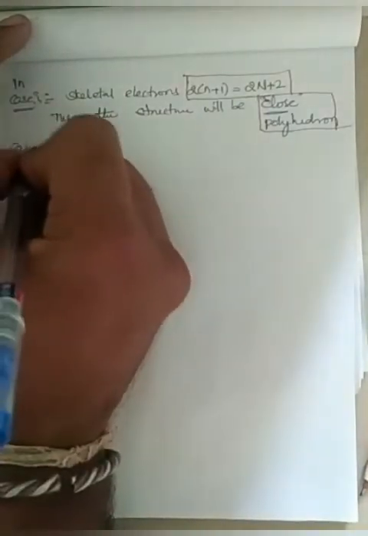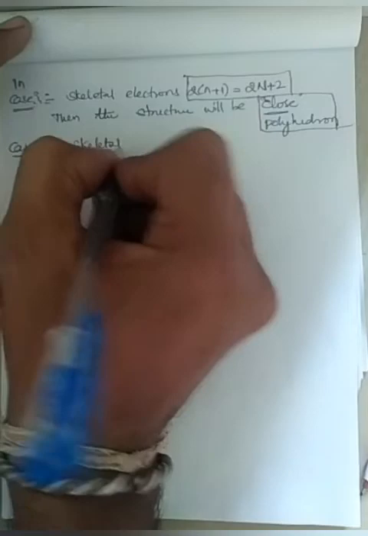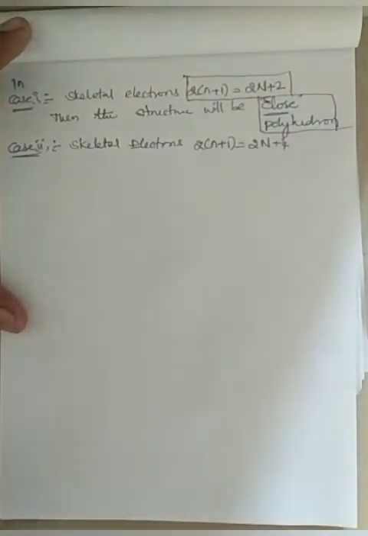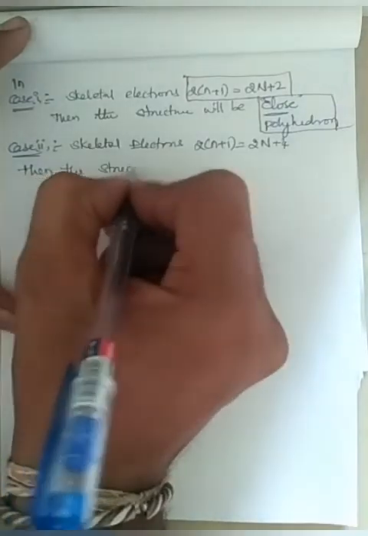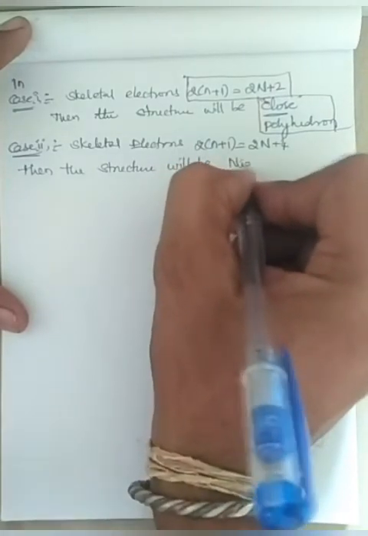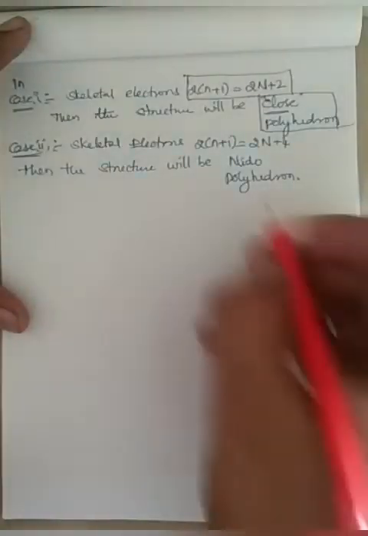In case 2, when the skeletal electrons, 2 into n plus 1, equal 2 into n plus 4, 2 into number of metal atoms plus 4, then the structure will be nido polyhedron. Nido polyhedron.